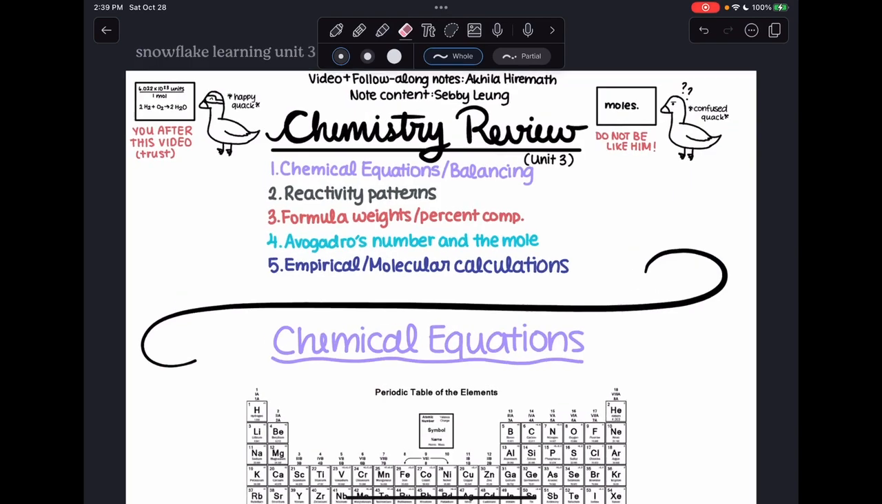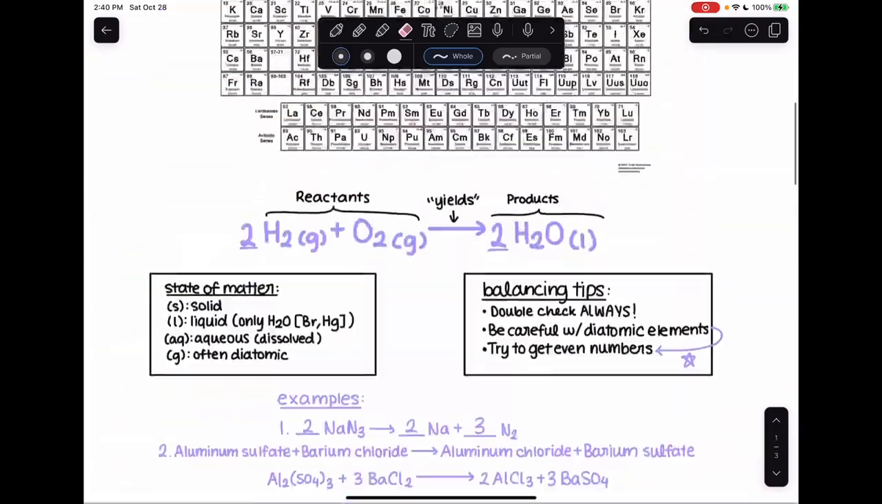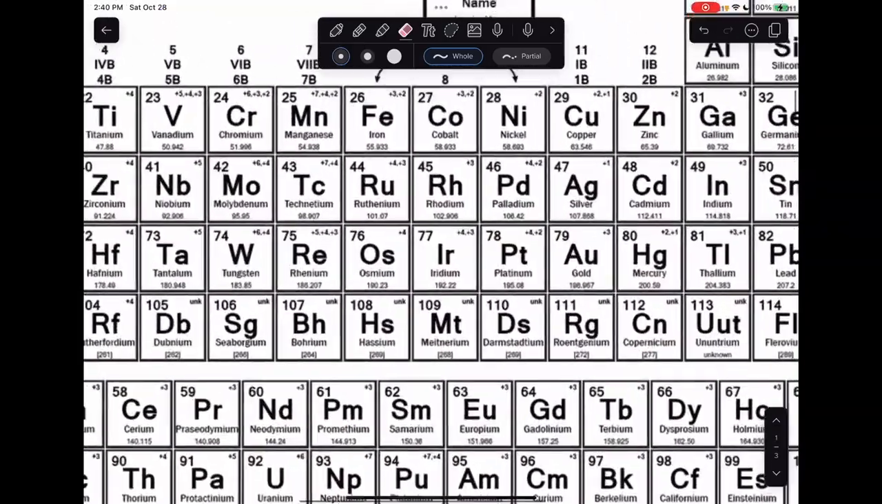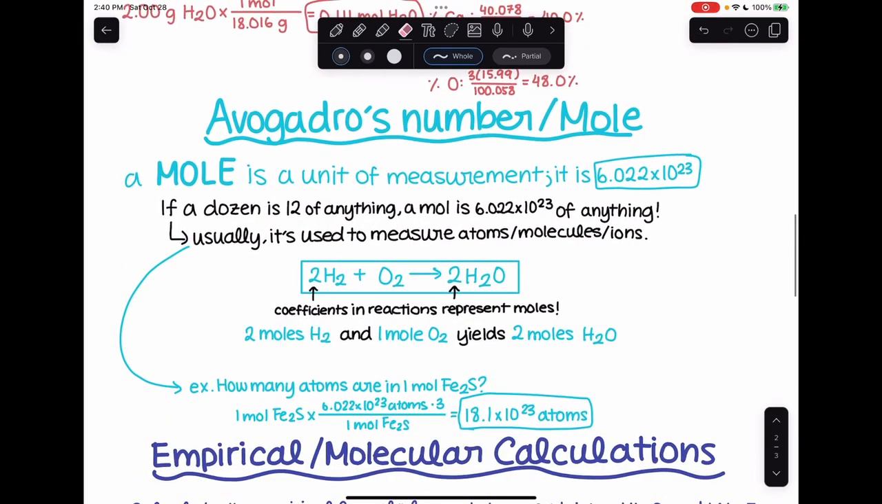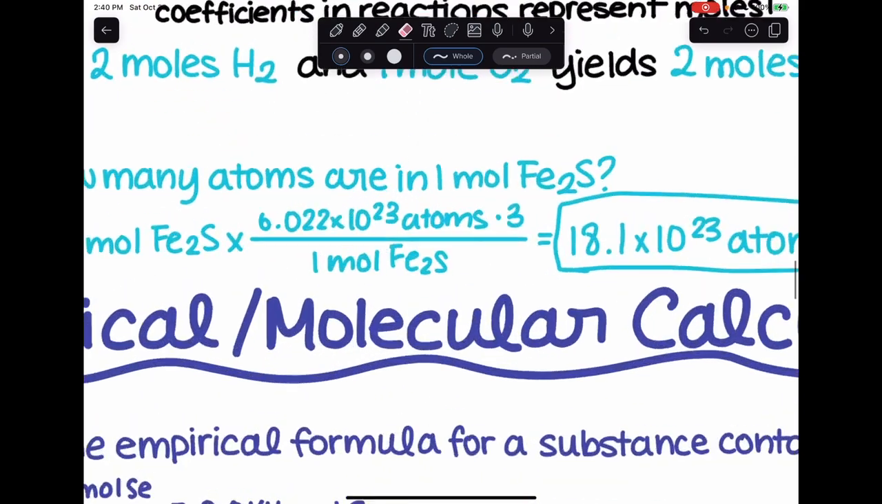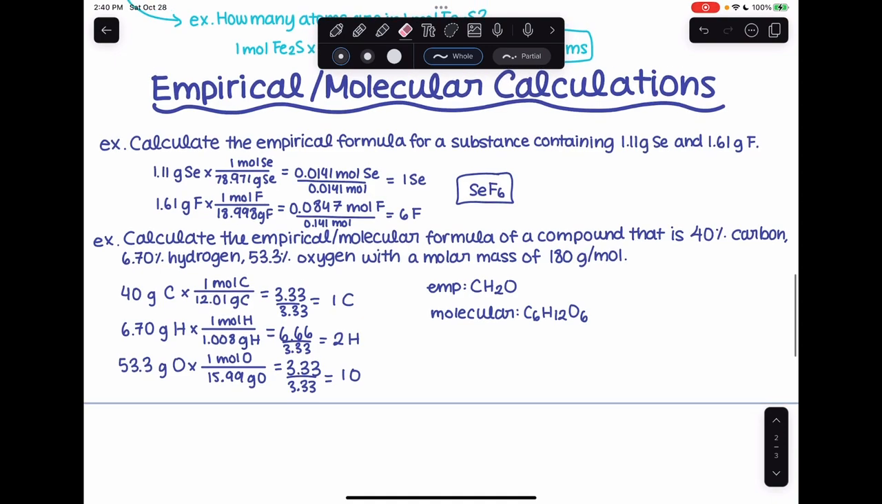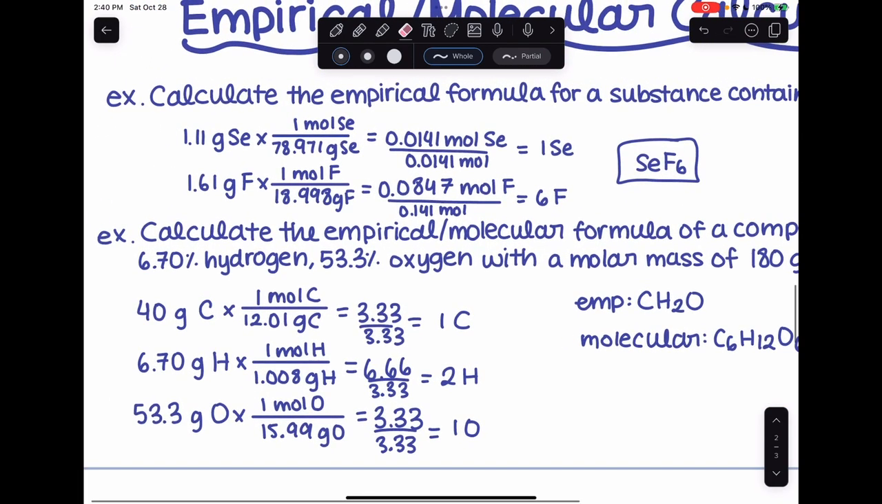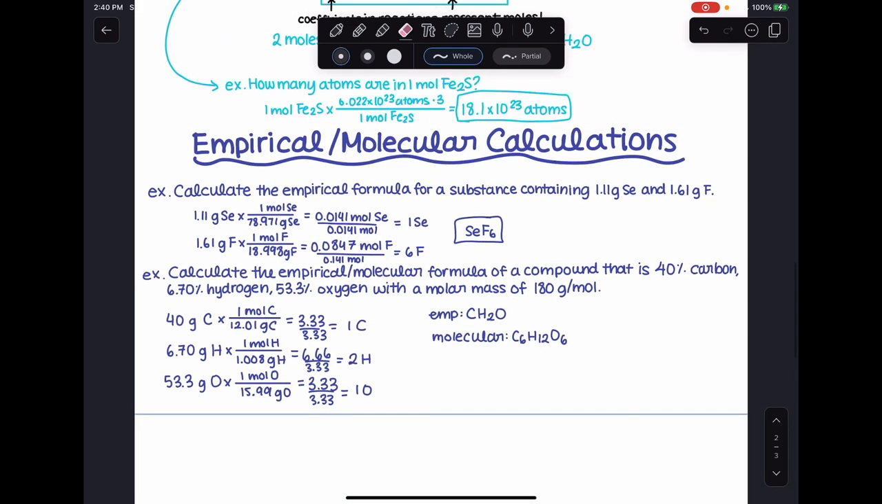You made it to the end of the video, so let's do a real quick summary. We talked about formula weights and percent compositions, which are all calculations that have to do with the periodic table weights that are given. And then we talked about Avogadro's number and the mole, which is basically the foundational concept that you cannot escape if you're doing stoichiometry and dimensional analysis. And we did some work with Avogadro's number. Finally, we did some empirical and molecular calculations, and they have a lot of steps, but once you think about it in terms of mole-to-mole ratios, it becomes way easier.